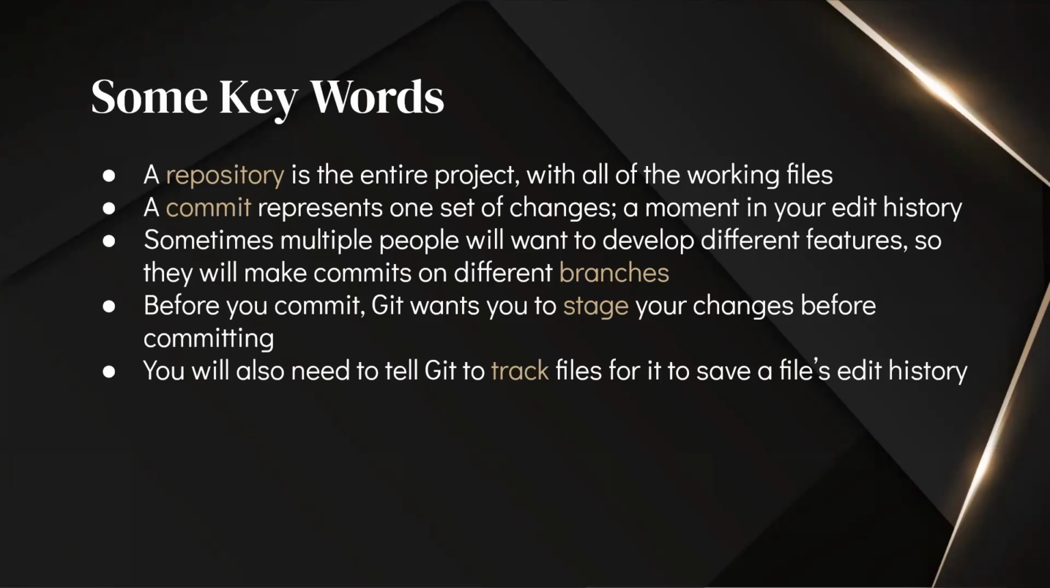Then again, this is explained later, but staging and committing sound like the same thing, but essentially you make changes and then you stage them and then you commit them. And I'll show you later what that means. And then finally, when you initiate a Git repository, it doesn't know what it wants to track. So you have to tell Git to track the files that you want it to track.